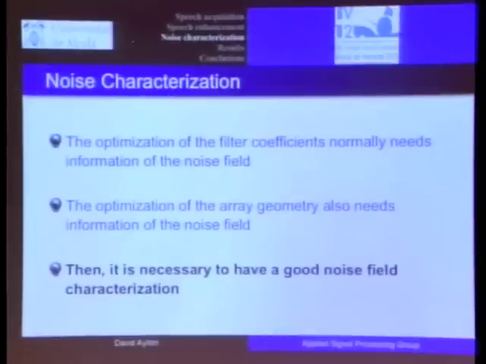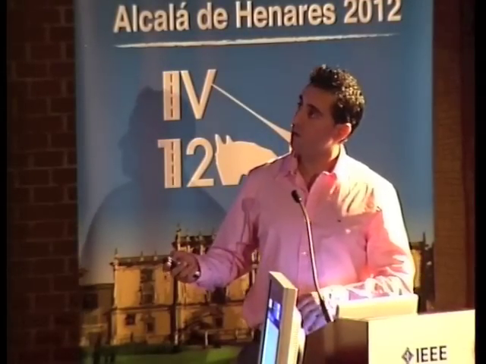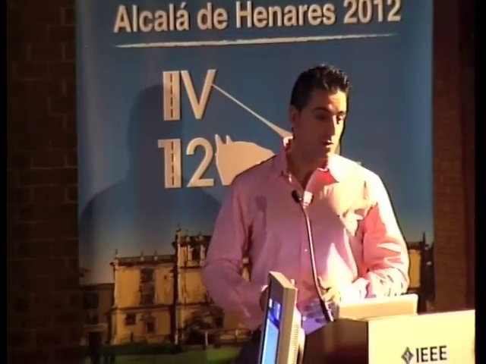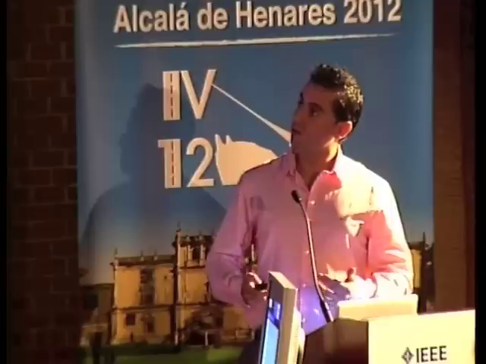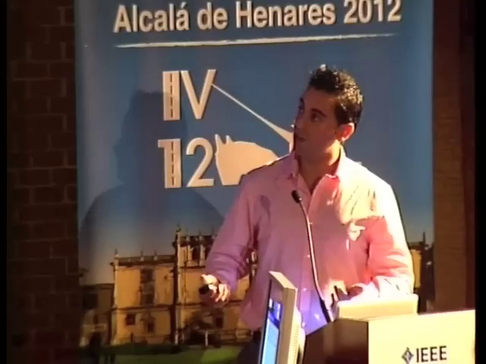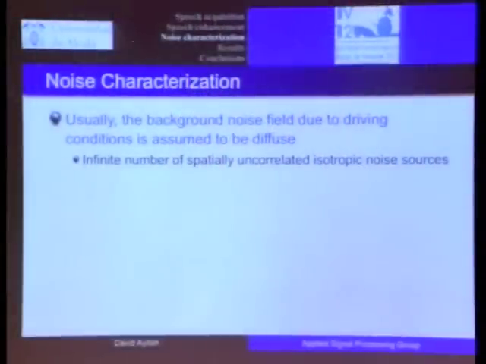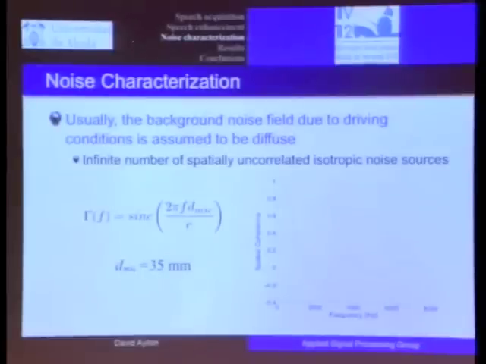So we need to have an accurate characterization of the noise inside the vehicle. Usually, the background noise due to a driving condition is assumed to be a diffuse noise field, which means that we have an infinite number of spatially uncorrelated isotropic noise sources, which means that the noise comes with the same energy from all directions. The coherence of a diffuse noise field is given by a sinc function, and here we have an example of the coherence between two microphones that are separated 35 millimeters.